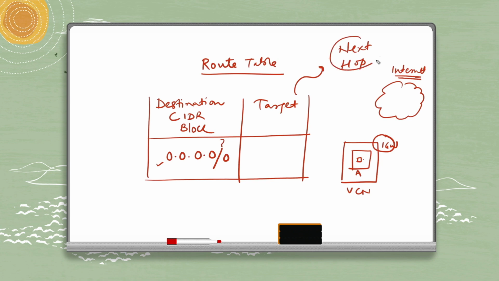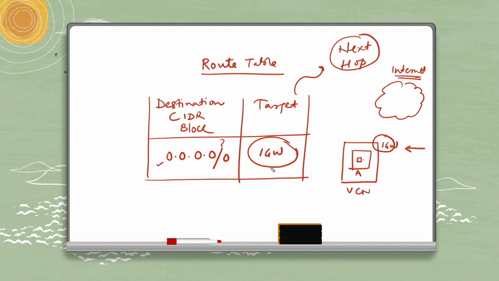Now, if that is the internet, where do you want to send the traffic to? Or what is going to be the next hop? It is going to be internet gateway. Therefore, we'll provide internet gateway here. This was just one of the examples, just to show you how this route table looks like. And then we can have different types of targets in this route table. Internet gateway was one of the examples. When we will review the slide deck, I will show you some other options as well.